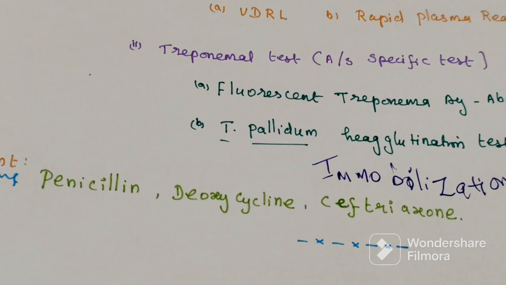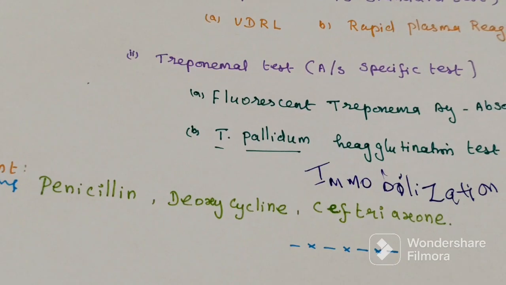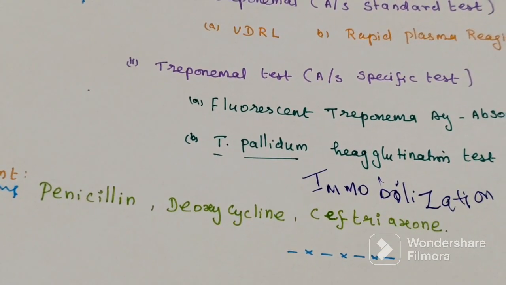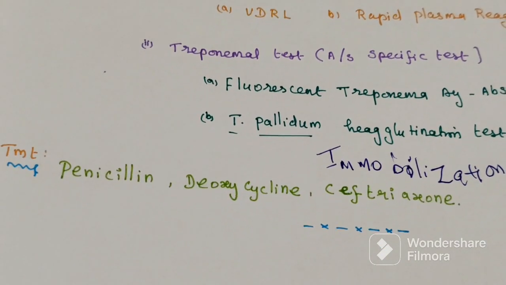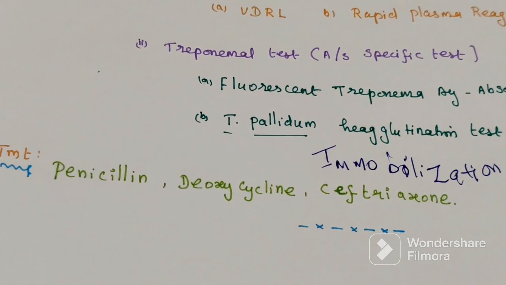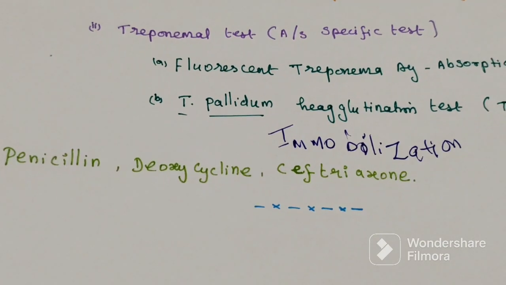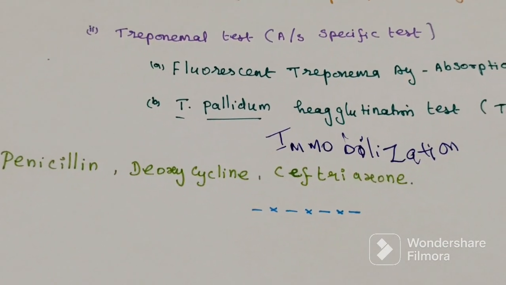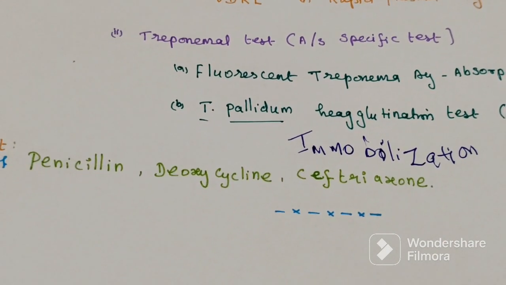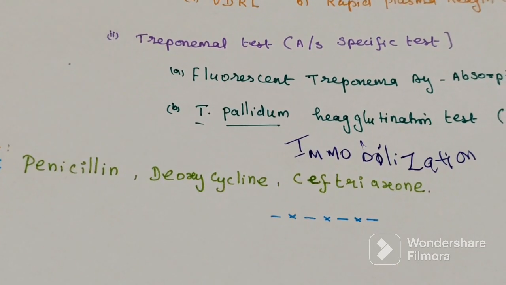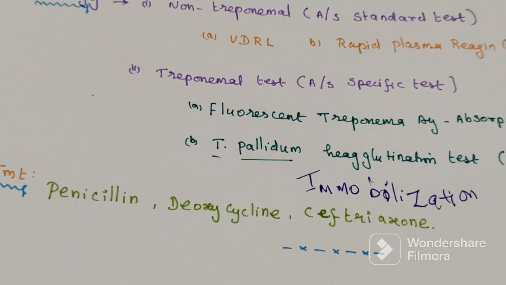Then prophylaxis: avoid sexual contact with the infected individual, use of physical barriers, antiseptics and antibiotics. No vaccine is available for syphilis. For treatment, penicillin is uniformly effective. If it causes allergy, doxycycline and ceftriaxone are used for treatment of Treponema pallidum.